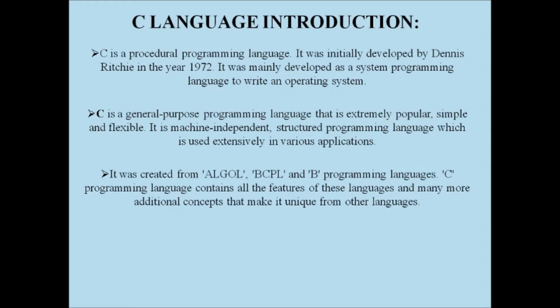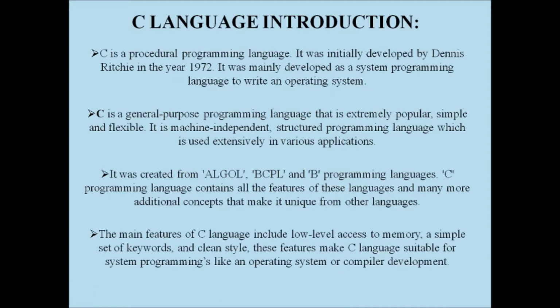Actually, the C language was developed from its formal languages called BCPL and ALGOL. These are also programming languages, the formal languages for the language C. The C programming language contains many features of the previous languages BCPL and ALGOL. So from all those languages, C inherits many features, and it also contains its own additional concepts and features.